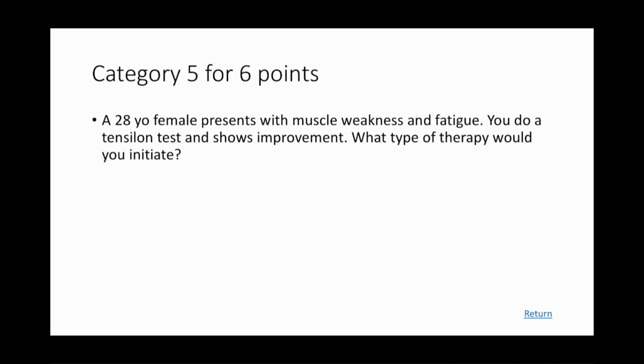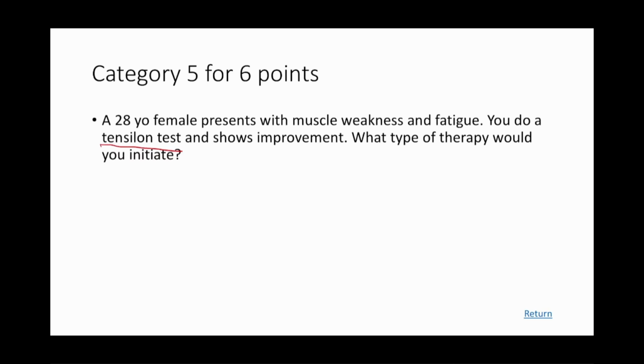A 28-year-old female presents with muscle weakness and fatigue. You do a Tensilon test, and it shows improvement. What was the Tensilon test? We mentioned yesterday. The hand grip strength, and you give them a drug that is an acetylcholinesterase inhibitor. So acetylcholine lasts longer in the synaptic cleft, and you get an improvement in hand grip strength. So we know that works. So what disease are we talking about? This is your myasthenia gravis.